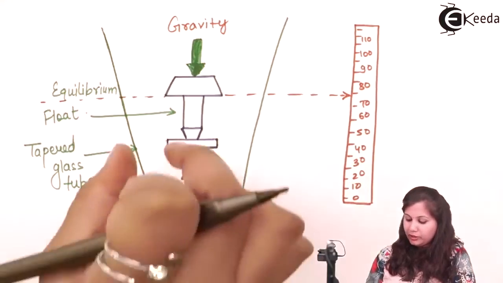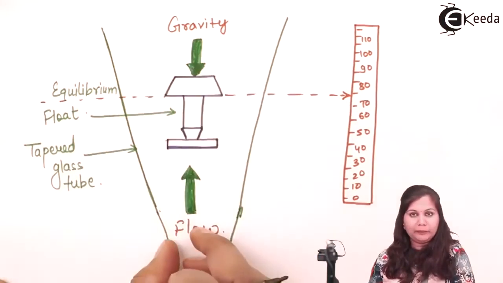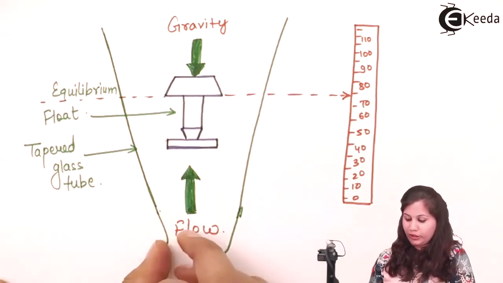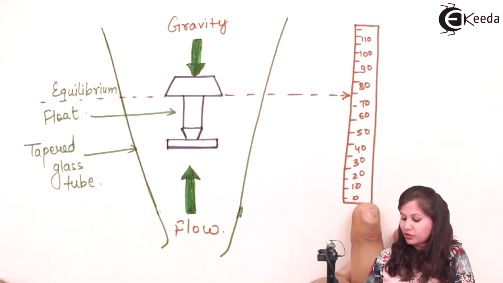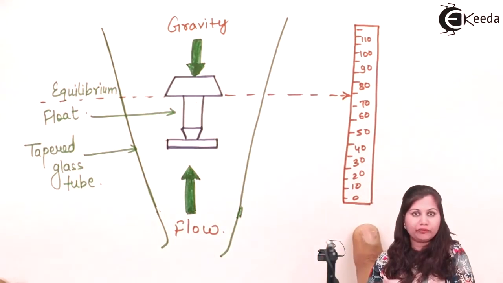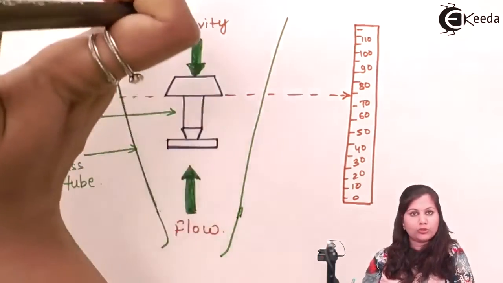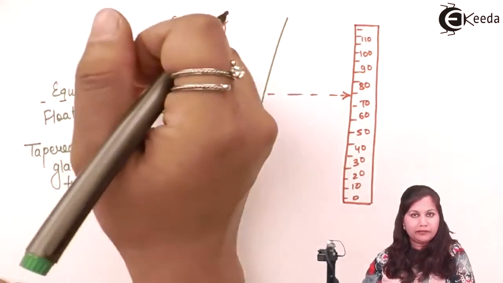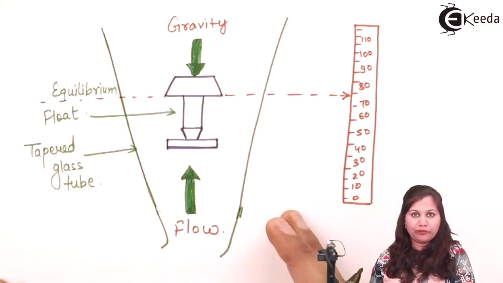When the fluid is not flowing, the float will be at the bottom of the tube. At that position we can measure its position with the help of the scale. Now as the fluid starts flowing, the float rises up, so there will be a different position. That position can also be measured with the help of the scale.